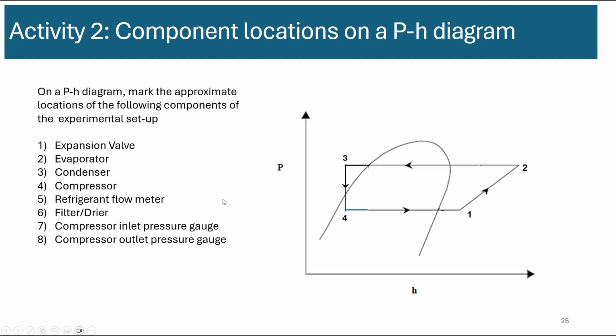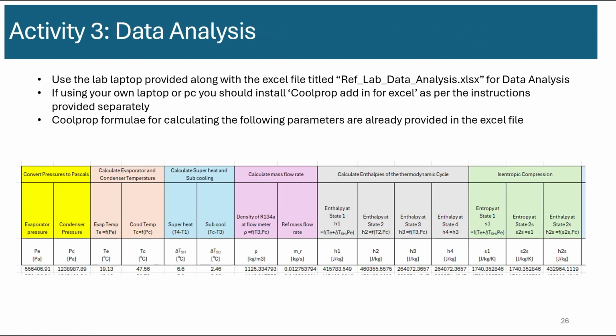Okay. And activity 3 is data analysis. In this activity, you could use the lab laptop that will be provided and use the Excel file that also will be provided for calculating some of the performance numbers that are needed to understand the vapor compression cycle. If you're using your own laptop or PC, you can install the CoolProp add-in for Excel. Separate instruction and installation files will be provided.